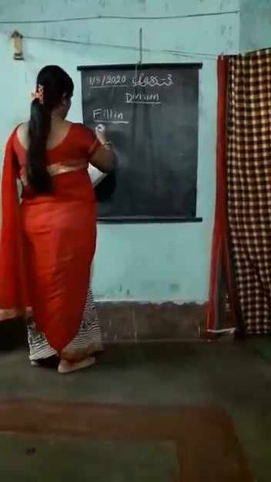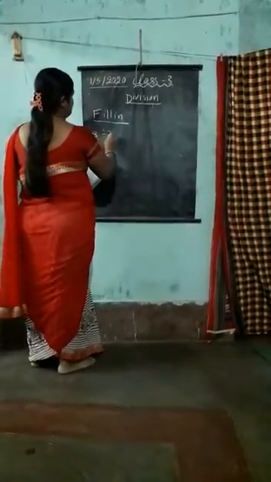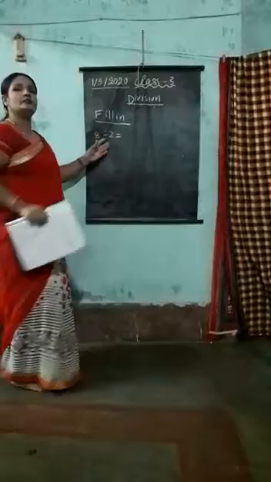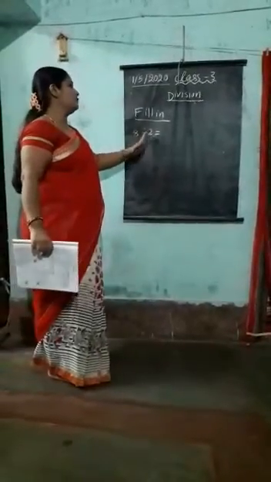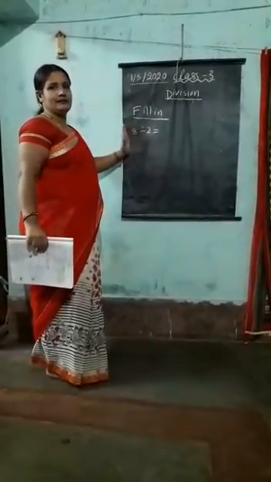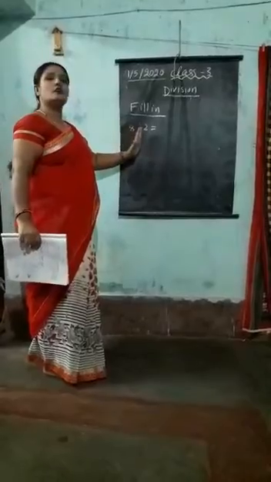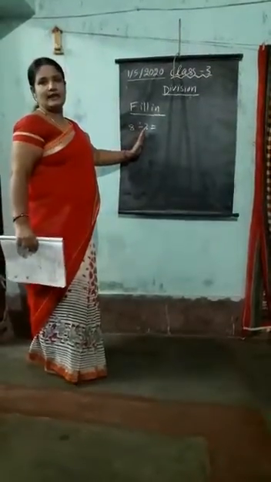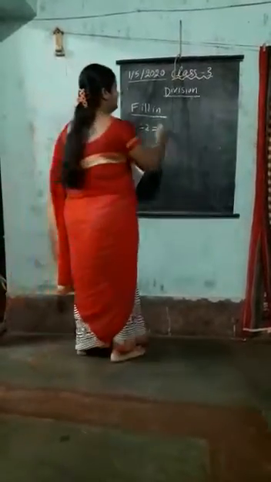You can see 8 divided by 2. I hope everybody knows the 2 table. So in the 2 table, which number do we multiply to get 8? I hope you know 2 multiplied by 4 is 8. So the answer here you can write 4.